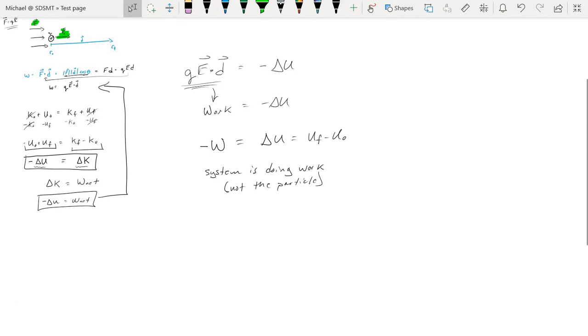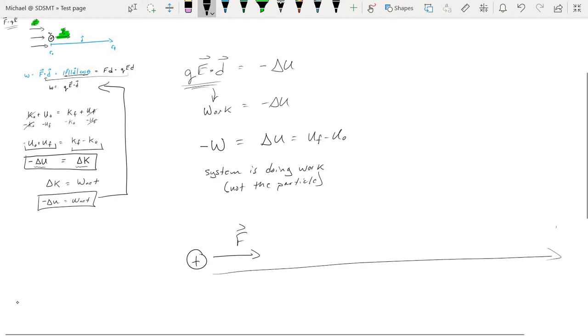So now what? Well, what we're going to do is take that charged particle, which is being acted on by that force F, and we're just going to let it travel out as far as it can possibly go. So we want to let this particle go all the way out to infinity. And then we're going to bring it back.